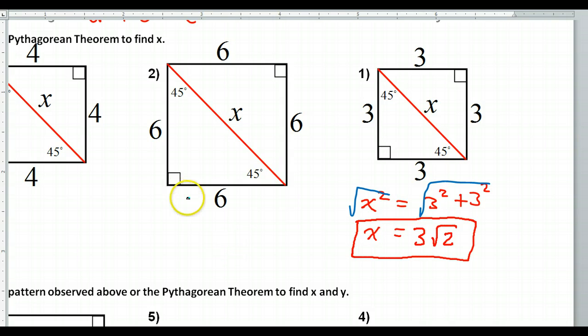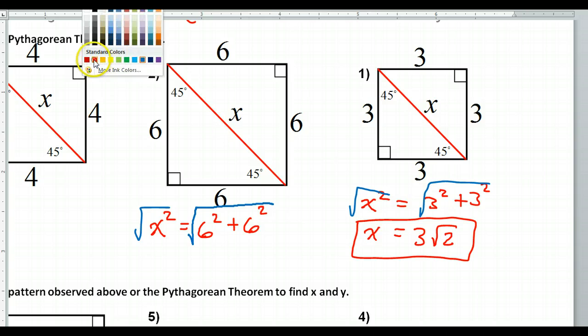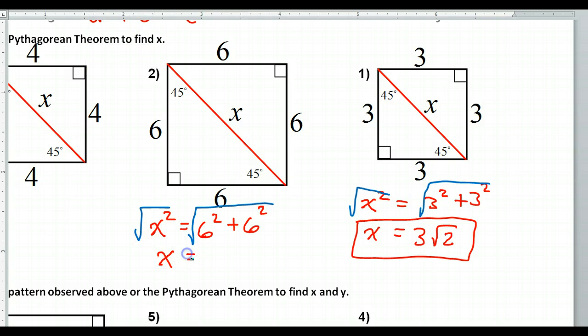Alright, what about problem number 2? Same thing. C squared should equal a squared plus b squared. So x squared is going to equal 6 squared plus 6 squared. If I want to get x by itself, I'm going to have to take the square root. So square root of both sides, and I'm going to get x equals 6 radical 2. Interesting.